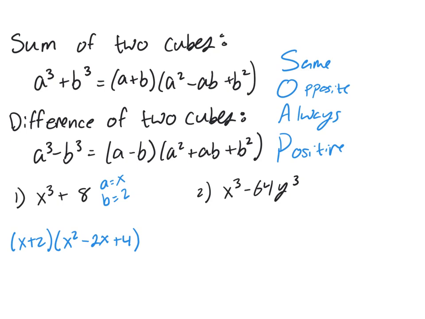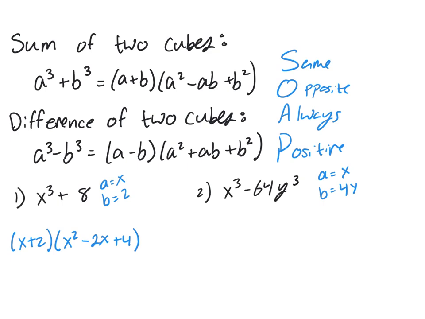So we'll look at another one. We're going to do the same thing. We determine what we cubed to get the first term, x cubed. Well, to get x cubed, you cube x. What did we cube to get the second term? To get 64, you cube 4. And to get y cubed, you cube y. So now we have our a and b values, and we can substitute them in.